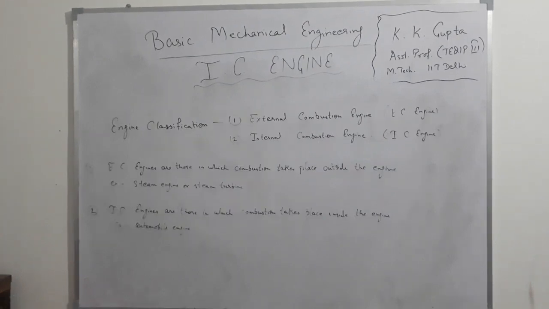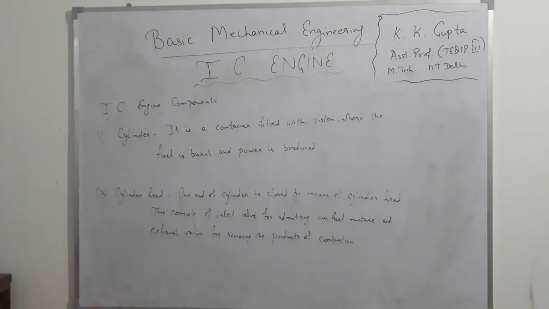Now broadly, heat engine can be classified into two categories. First one is external combustion engine, also known as EC engine, and second one is internal combustion engine, that is IC engine. Now external combustion engines are those engines in which combustion takes place outside the engine. For example, steam engine, or you can say steam turbine. And internal combustion engines are those engines in which combustion takes place inside the engine. For example, all the automobile engines.